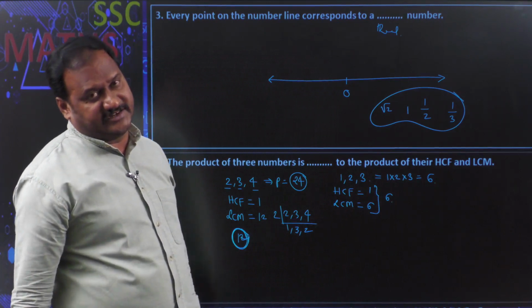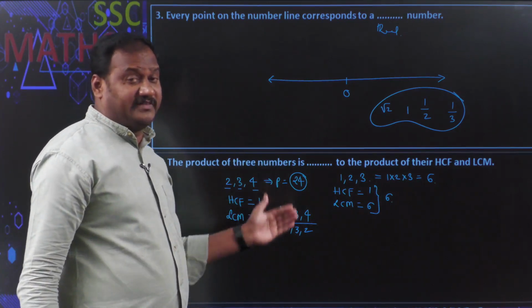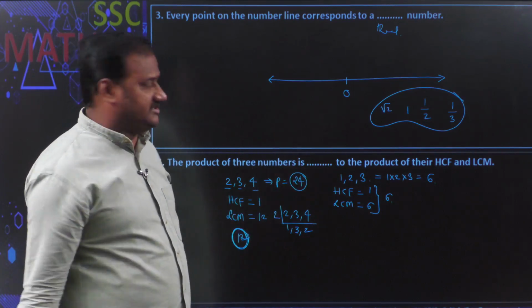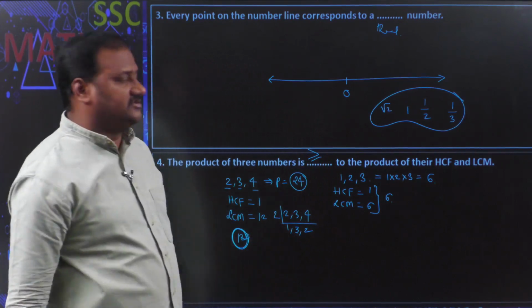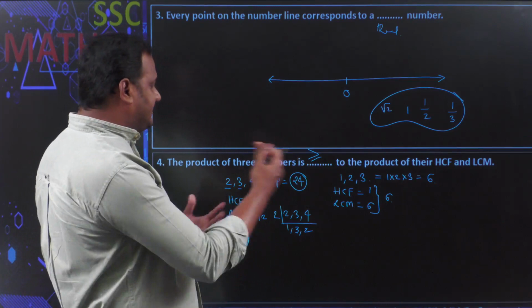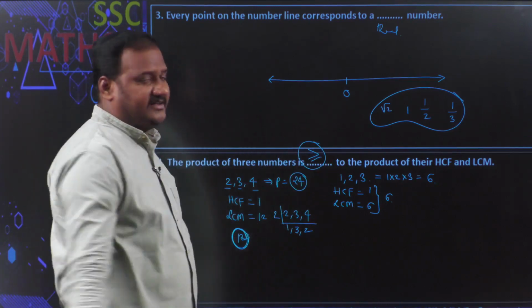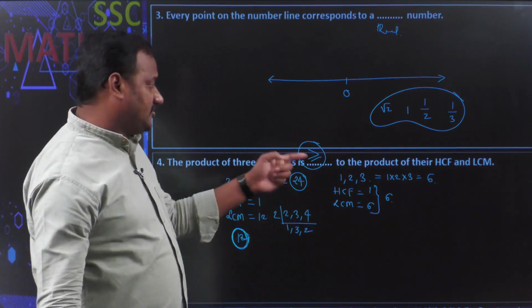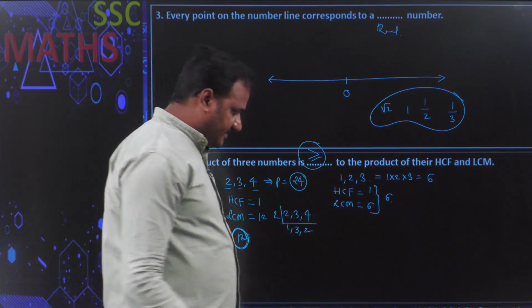So what do you understand here? The product of three numbers should be more than or equal to HCF into LCM. So you will have to write here more than or equal to the product of HCF and LCM. You understand? You can go with some other numbers also, then you will find the logic behind it: the product of numbers is going to be greater than or equal to the product of their HCF and LCM. Right?